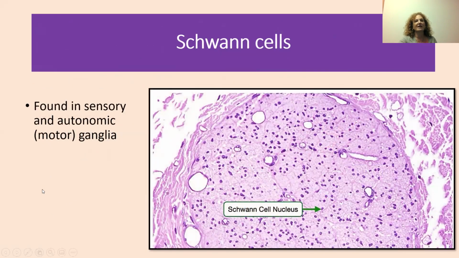Okay, so we talked already about the Schwann cells. Just to remember, it is a glial cell. It's found in both sensory and motor ganglion. Here is the Schwann cell nucleus.